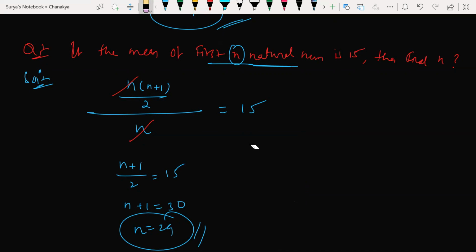Acha, then that might be the reason the question is framed in such a way. But 5 should be the answer because if you add the first 5 terms, you're getting 15. Yeah, but this is the logic behind this. Hope you understood the logic.